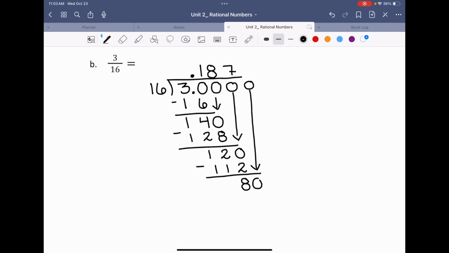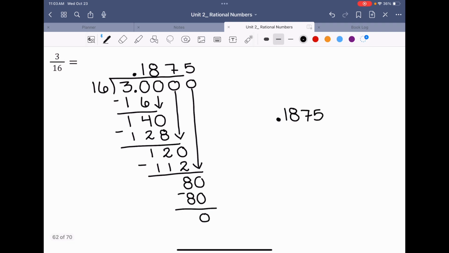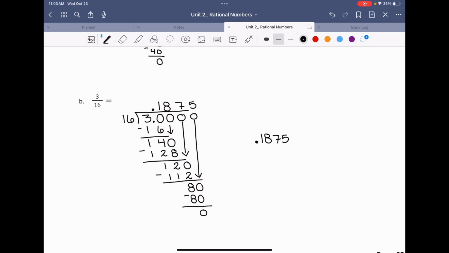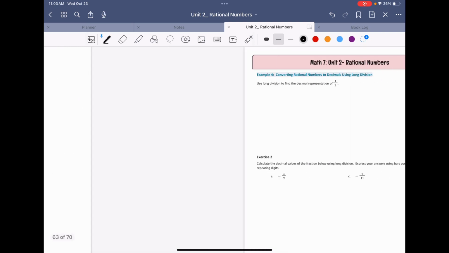16 does evenly go into 80. It goes into 80 5 times. When I subtract, I don't have a remainder, so I'm all done. So my answer is 0.1875. All right. Those are our terminating or our non-repeating decimals. Let's take a look at our repeating decimals.